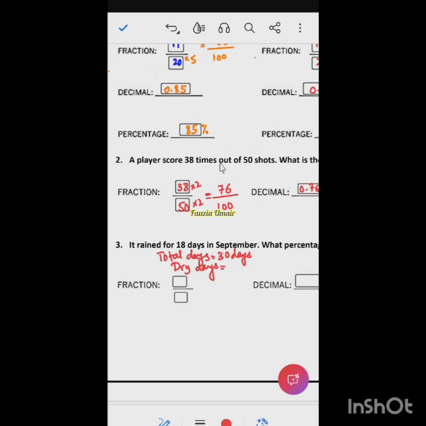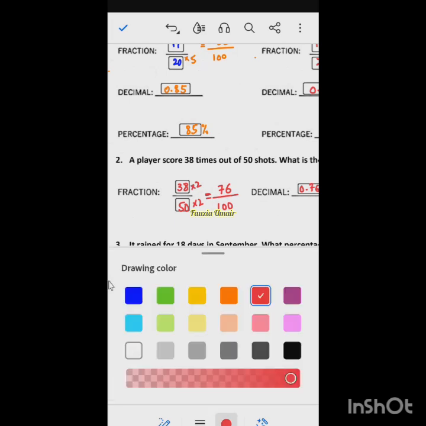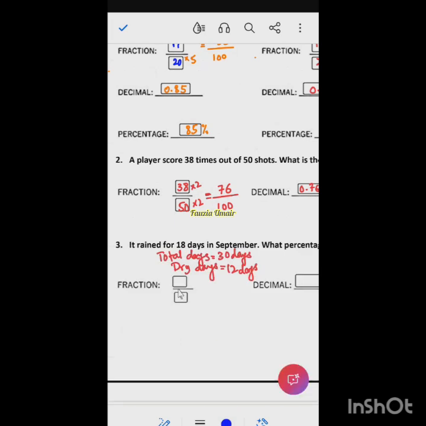30 minus 18, what would be the answer? 12, right? If it rained for 18 days, how many days was it dry? It was dry for 12 days, the remaining 12 days. So what would be the fraction? Ma'am, 12/30. That's right, 12/30.